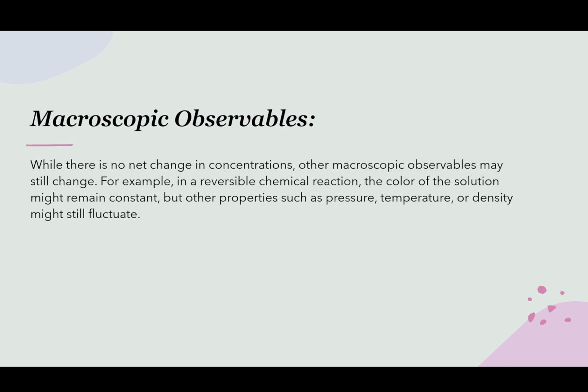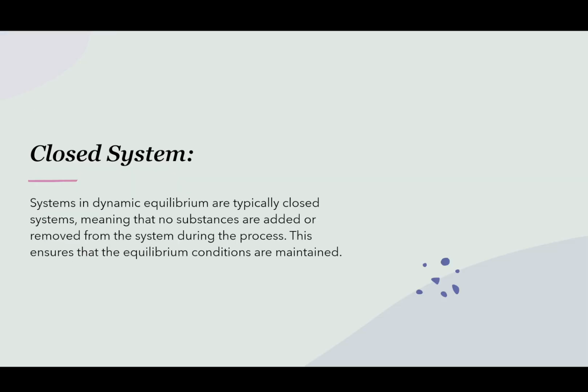Because when we're talking about endothermic and exothermic equilibria, there will be temperature change. There has to be temperature change, right? So temperature can change somewhat. I'm not talking about a violent increase in temperature, but it can change while remaining in dynamic equilibrium. And the last thing, systems in dynamic equilibrium are typically closed systems, meaning that no substances are added or removed from the system during the process.